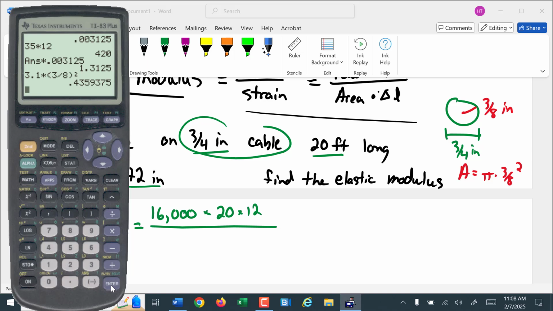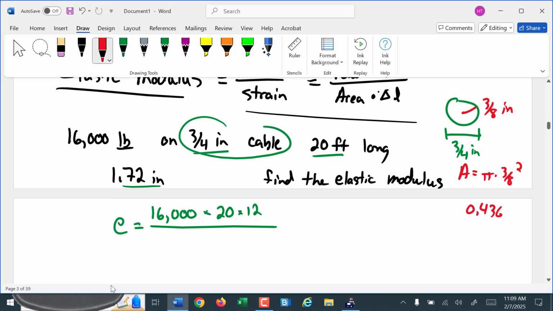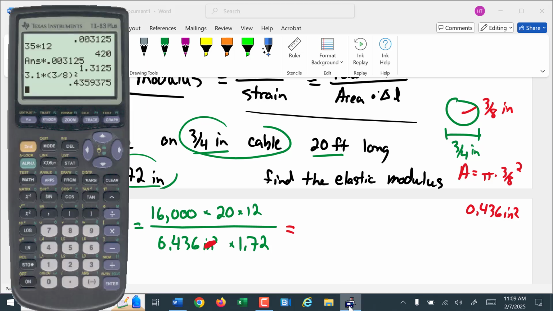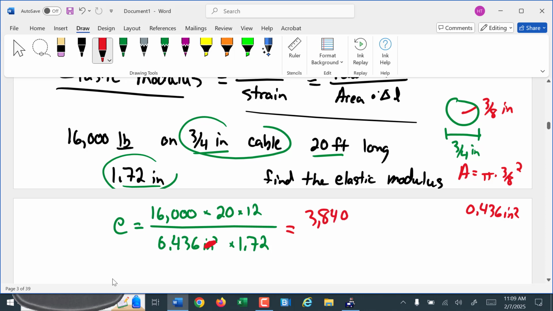Gives us 0.436. Will be close enough for this. Inches squared. So that's what we're going to put in for our area. And our elongation is the 1.72 inches. So I don't need to have the units in there. So on top, we'll do 16,000 times 20 feet times 12 inches per foot. So 3,840,000 on top.